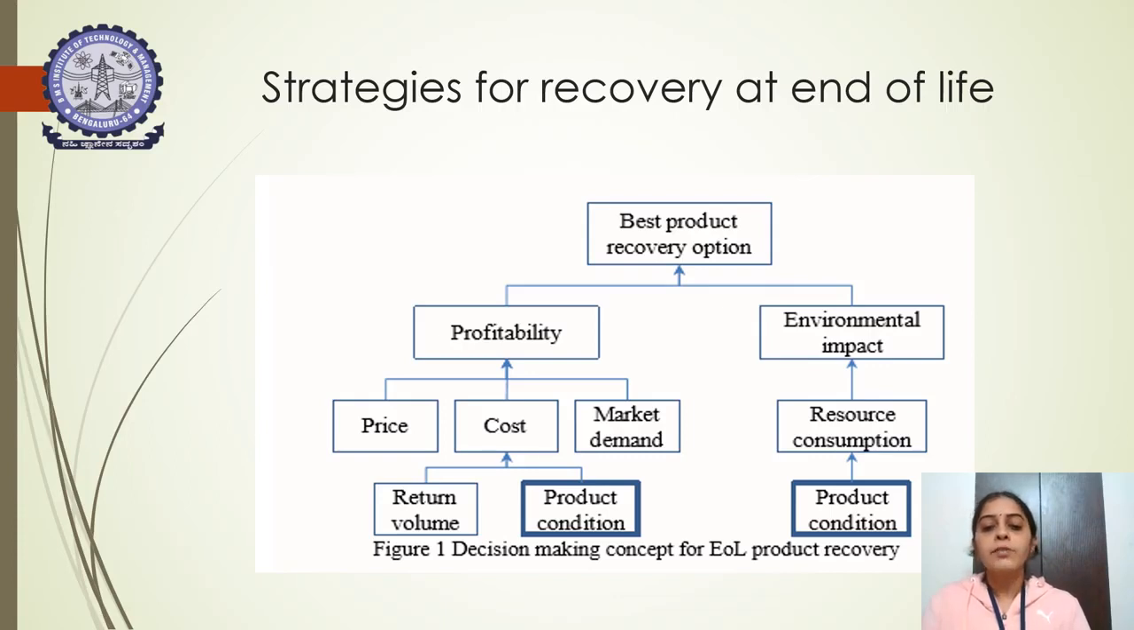So the product condition will be tested in two different ways: based on the material in which it has been manufactured, is it eco-friendly or not, and also based on the profitability of the product. By chance, if the profitability of the product is too good, and the material being used, and while operating the product also, is environmentally eco-friendly, then it is the best product to be selected for the recovery option. So based on all these strategies, a product will be decided whether it has to be recovered or not.